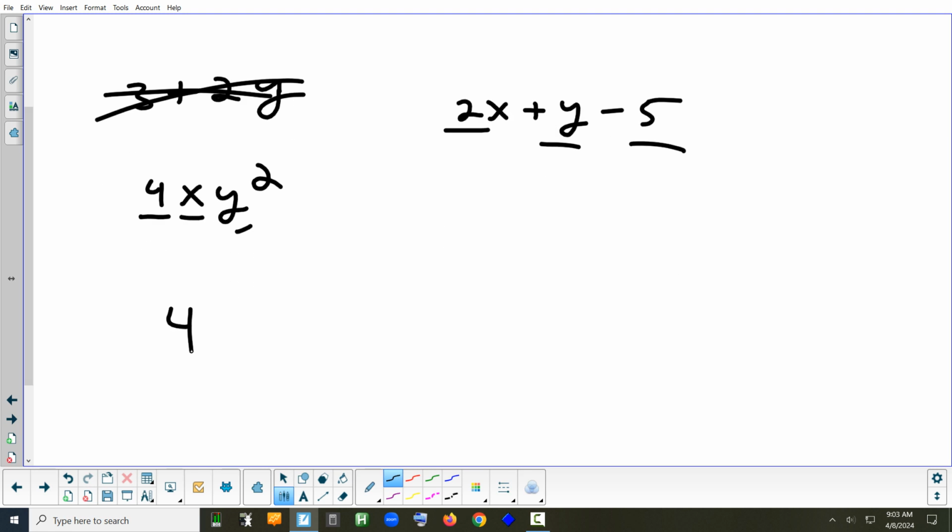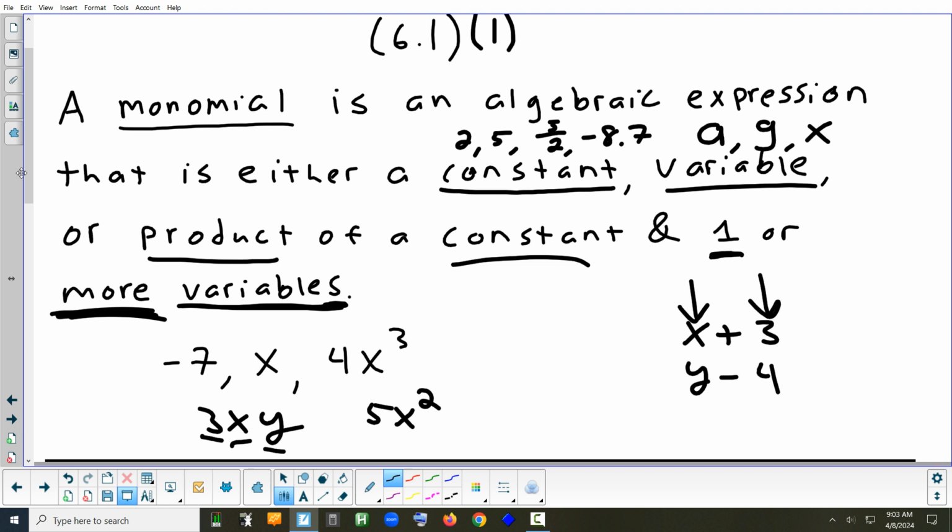How about 4? Is that a monomial? Yes. A monomial can be just a single number by itself. Absolutely. How about q? Is that a monomial? Yes, because a monomial can be just a variable all by itself. So it can either be a number by itself, a letter by itself, or numbers and letters multiplied together, but no plus or minus signs. Okay? So these are not monomials.